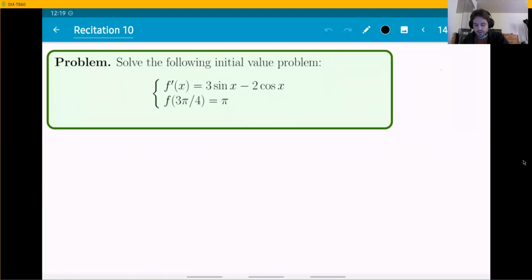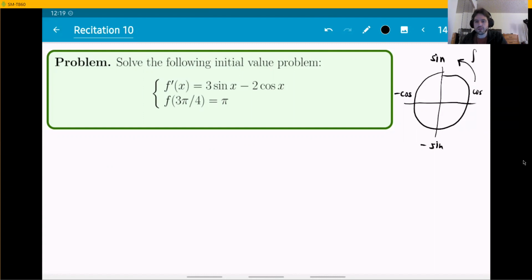So you probably should remember this little trick where you draw the unit circle. You draw either sine or minus sine and either cosine or minus cosine in the correct places. Integrals go counterclockwise. Integration. So for example, the integral of cosine is sine. All right, so this is helpful for you to remember how to integrate trig functions where you also have pluses and minuses in front. All right, let's do this.